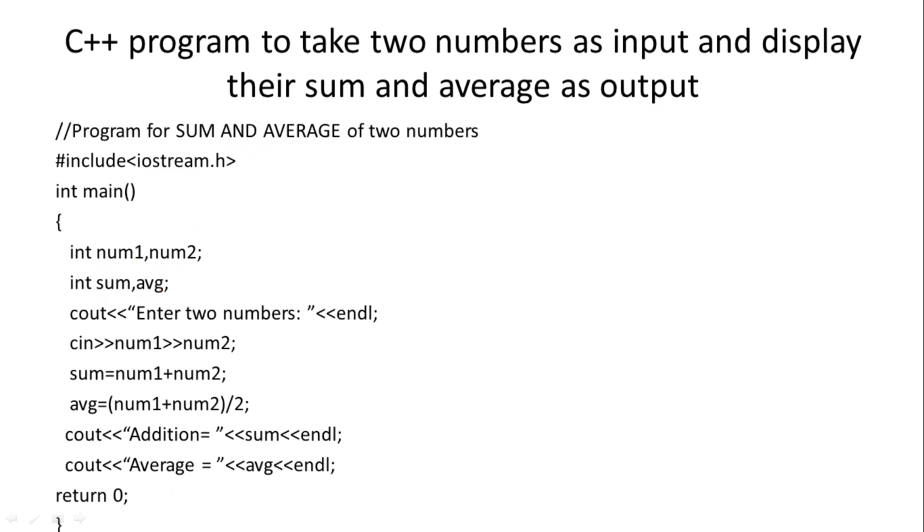Similarly, for storing results we have used the names sum and avg. That means the result of addition will be stored in sum, and the result of average will be stored in avg. Instead of this, if we use a, b, a for storing sum and b for storing average, then by seeing the program only it will not be clear that a is storing sum and b is storing average. That's why you should always use names that are related to the task the program is performing. Okay, so that was the declaration of variables.